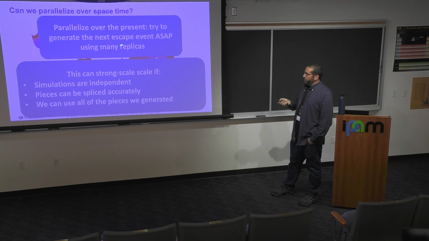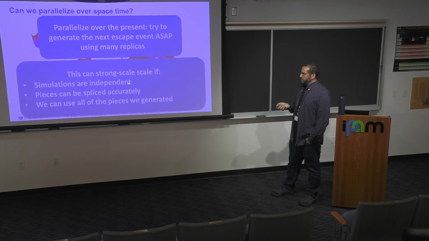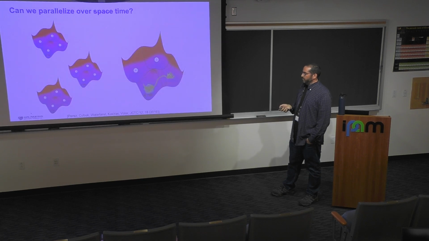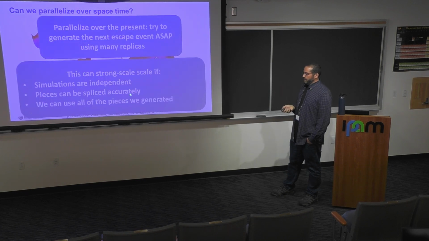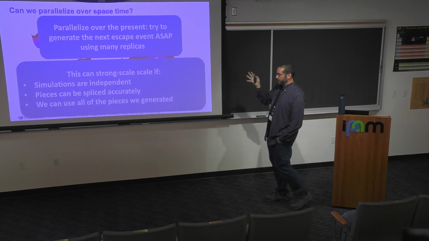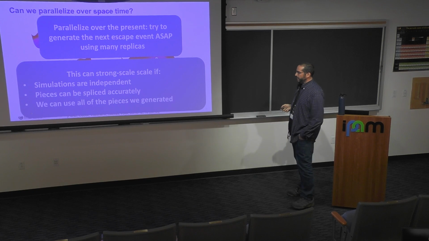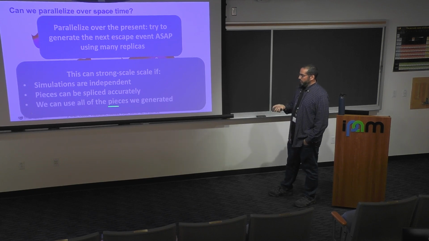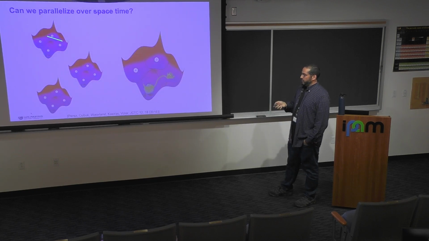So here my goal is to use many, many replicas of the system to generate the next interesting thing that's going to happen. And this is a solution to the strong scaling problem that I mentioned if these three things are true. If I can manage to run all of these guys independently from one another without talking to each other, then I can scale. Of course, I want this to be accurate at the end of the day. I don't want to generate garbage rapidly. I want to be able to map this back to the real dynamics. And finally, I want to be able to use all of the pieces that I generated when I was generating these short trajectories.